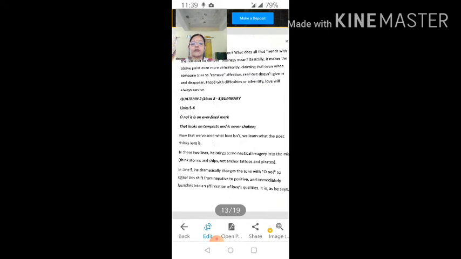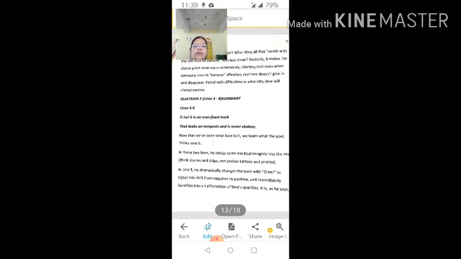The second quatrain, lines 5 to 8. First, lines 5 and 6. To quote the text, "Oh no, it is an ever fixed mark that looks on tempests and is never shaken."